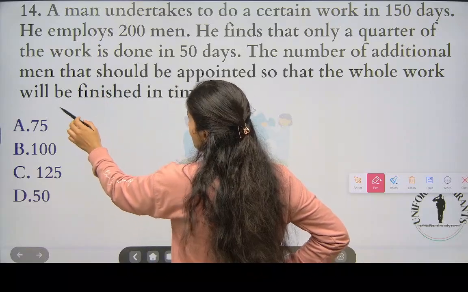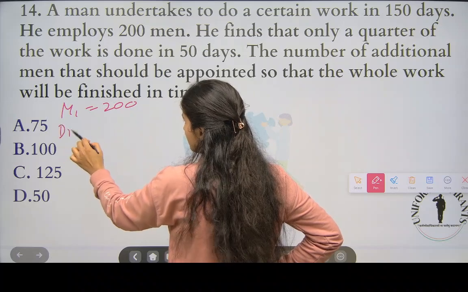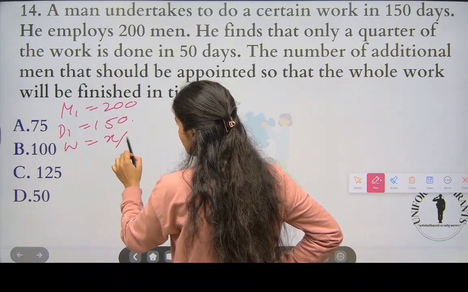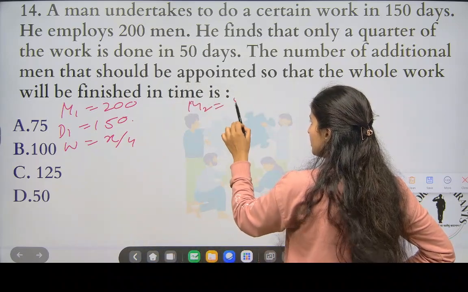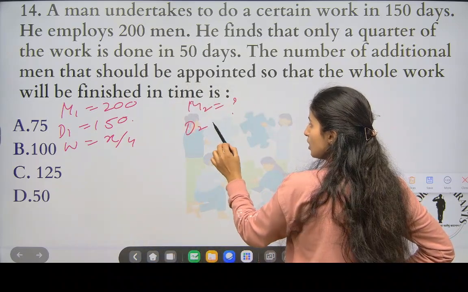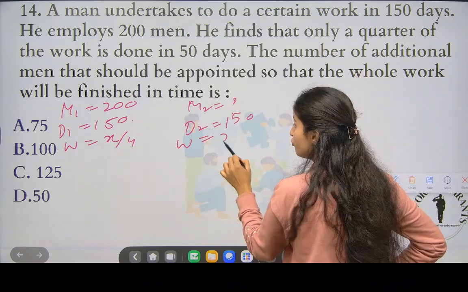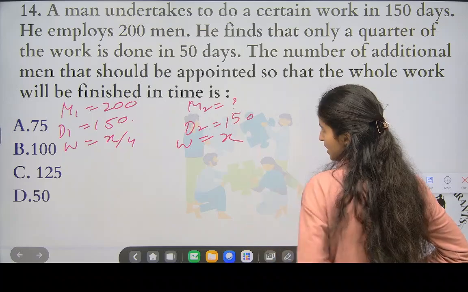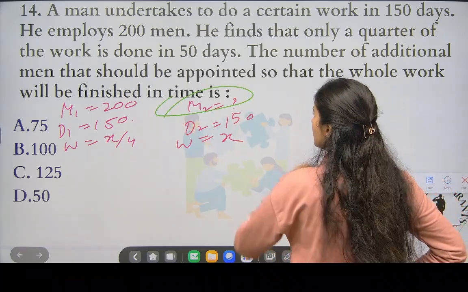How many men are there? 200 men are there. How many days are given? 150 days are given. But how much work is completed? Only x by 4 work is completed. How many men are there? You don't know. How many days are given? 150 days. How much work should be completed? Full work should be completed. Now they are asking how many men are required. That is what we have to find.